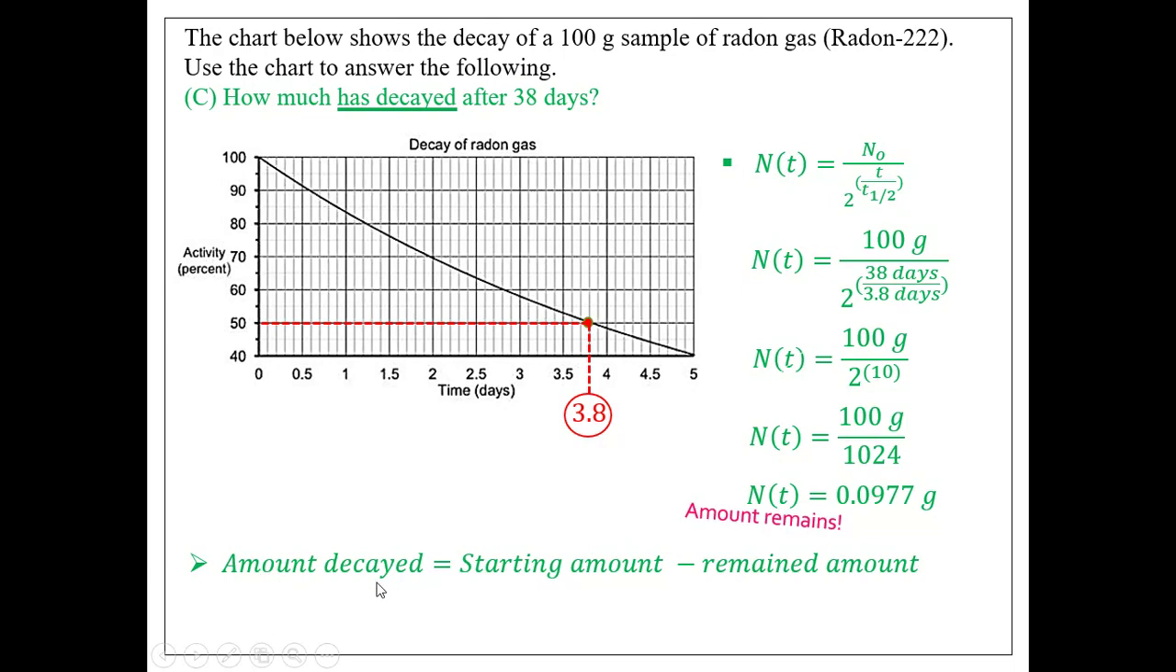So here I said the amount decayed is equal to the starting amount subtract how much is left over. Your starting amount in this case is 100, and your remaining amount after 38 days is 0.0977. So just take the difference: 100 minus 0.0977. That will tell you how much has decayed, or how much you've lost. The amount that has decayed for this problem after 38 days is 99.9 grams, which is the majority of the mass of the sample. All right, let's do part D.